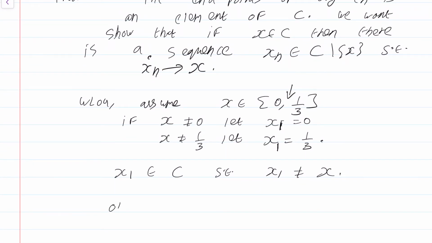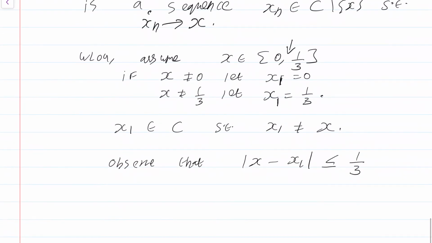Observe that mod x minus x1 is less than 1 by 3. In fact, to be 100% precise, it is less than or equal to. It can happen that x is one of the endpoints and the choice of x1 is therefore the other endpoint. Okay, excellent. Now, how do you choose x2?